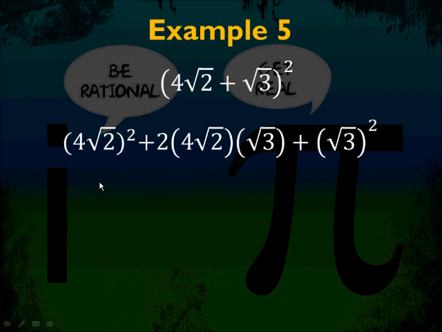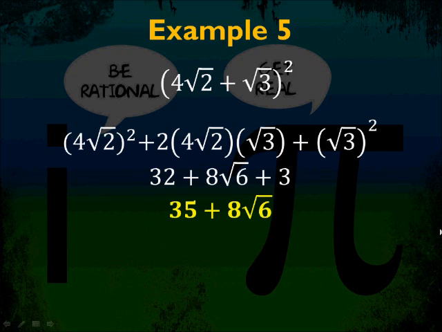Now at this point, you just basically simplify everything. So this is 32. 4 squared is 16 times radical 2 squared, which is 2. That's 32. We have 8, 2 times 4 times root 6, which is radical 2 times radical 3. Finally, plus 3. Radical 3 squared is 3. And simply we get 35 plus 8 root 6. So you can use your special trinomials, a plus b quantity squared, a minus b quantity squared, and do it that way instead of using FOIL.